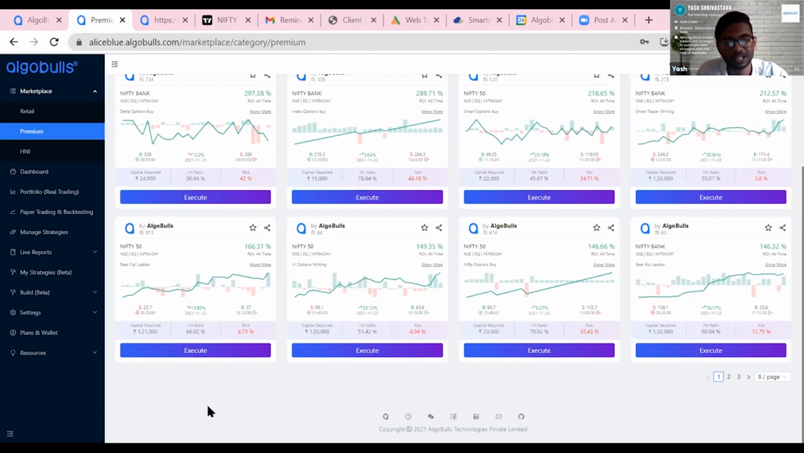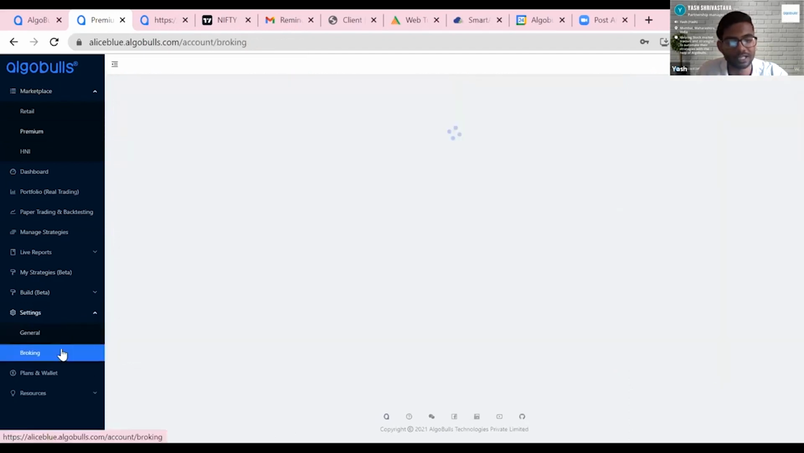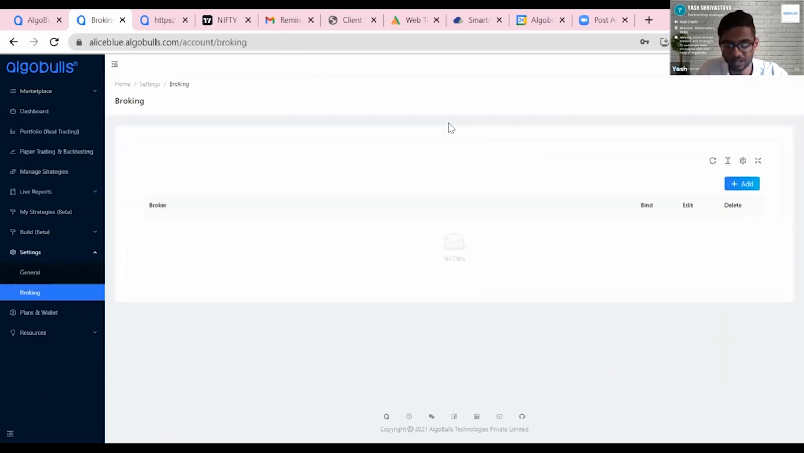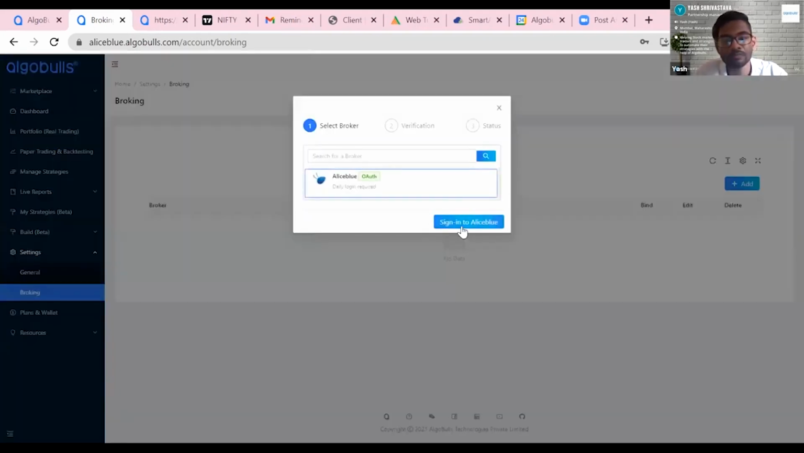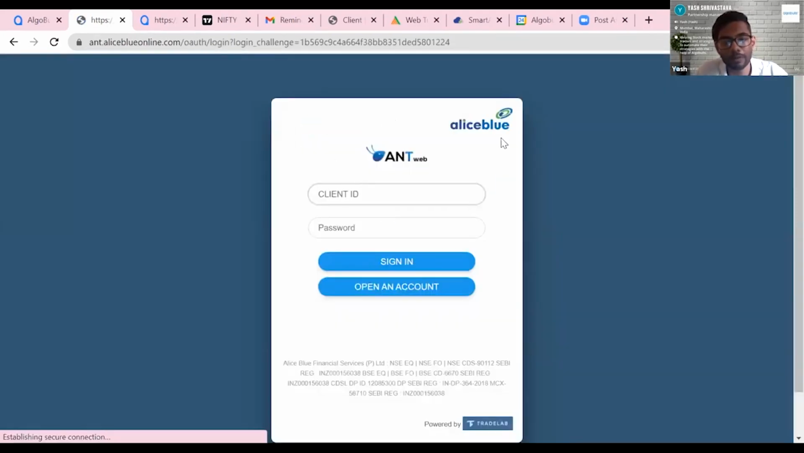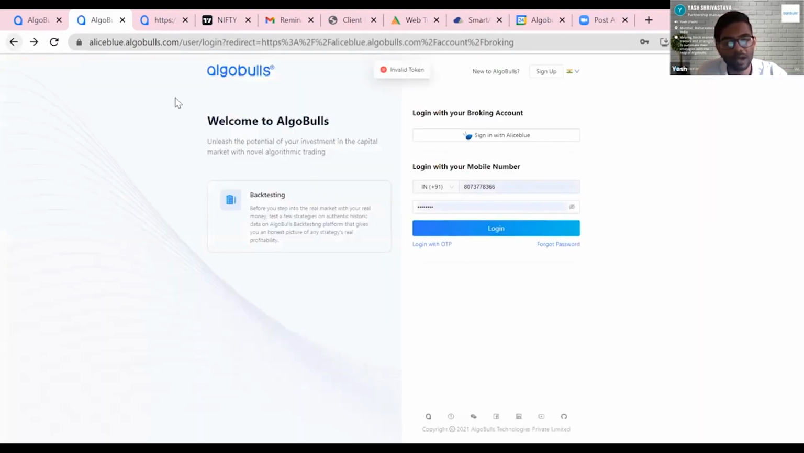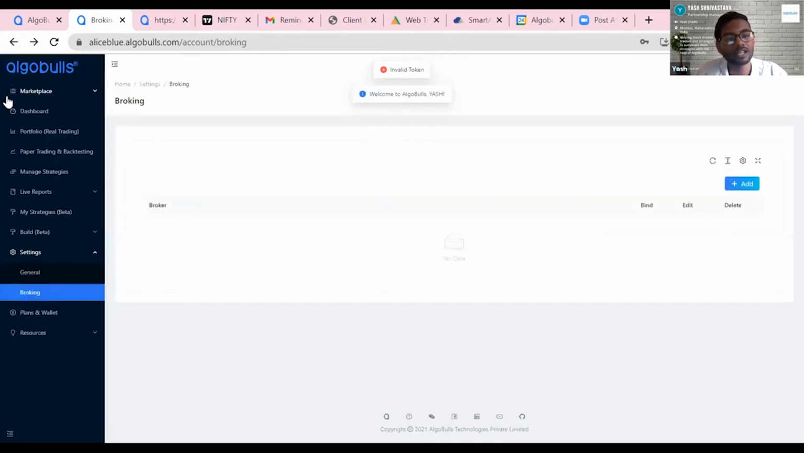But running two different strategies connecting to two brokers, I'll just show you how this looks practically. When you're connected to one of the brokers, which is Alice Blue, this broker would be bound for all the algo activities which are going to happen in this platform. But when you're connected to two brokers, one broker is going to be bound and the other broker is going to be unbound.